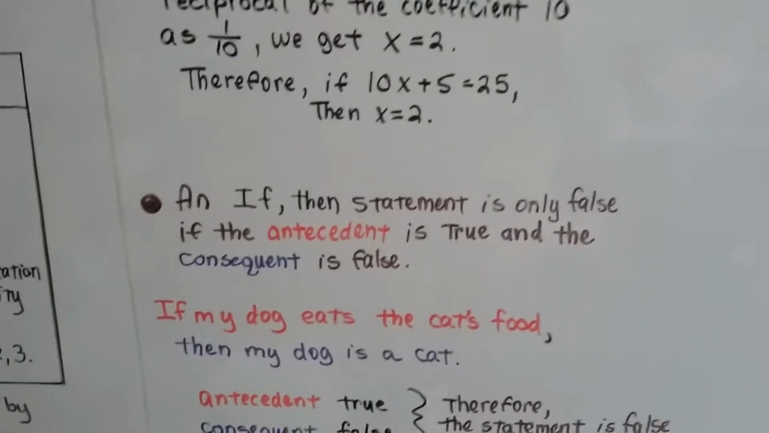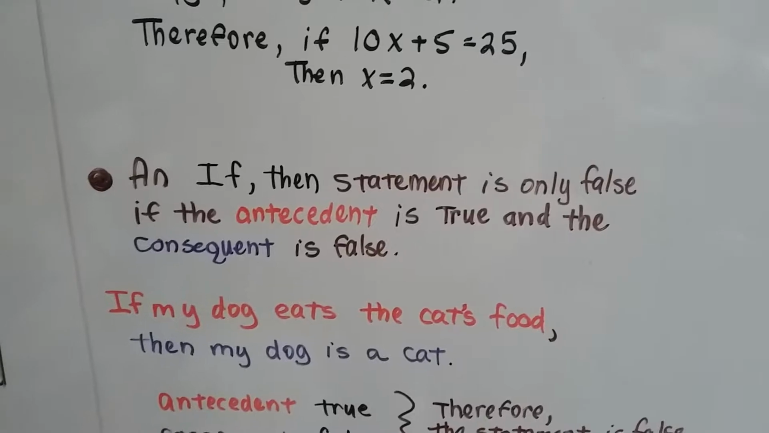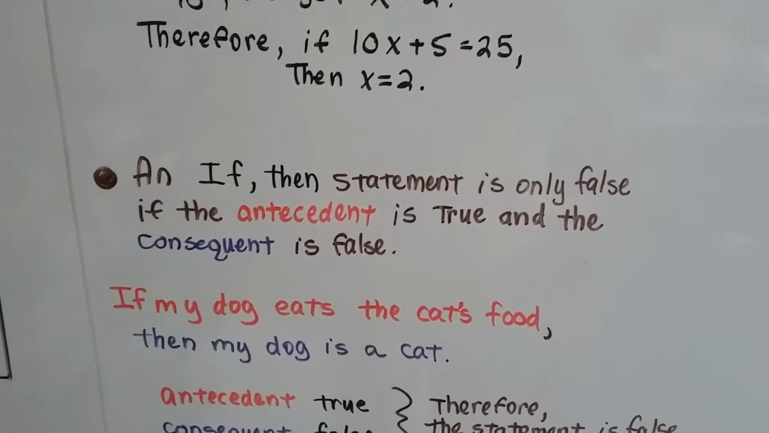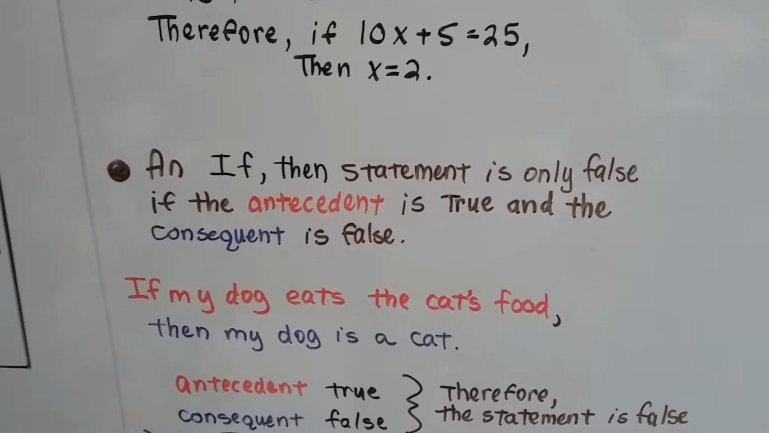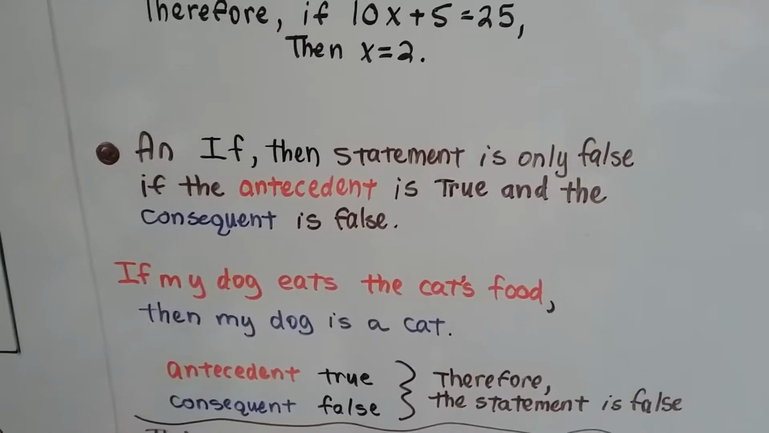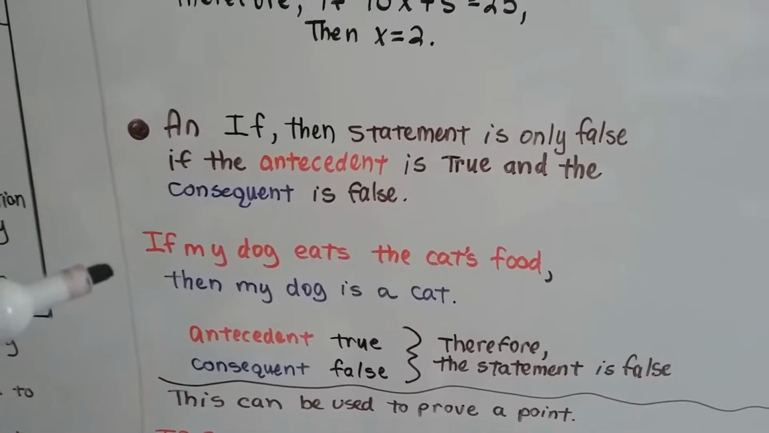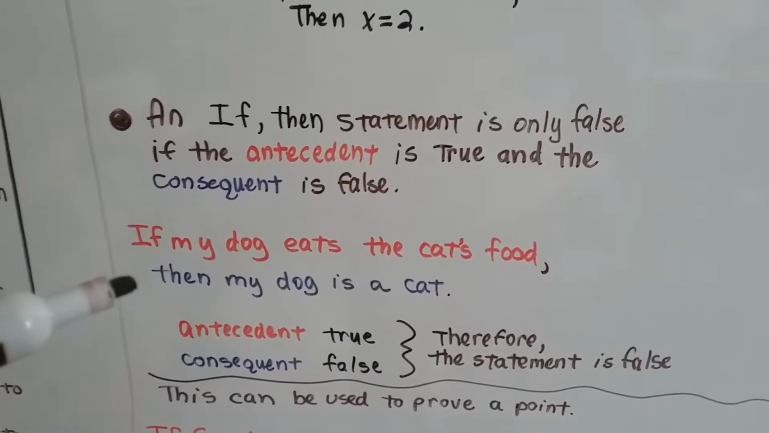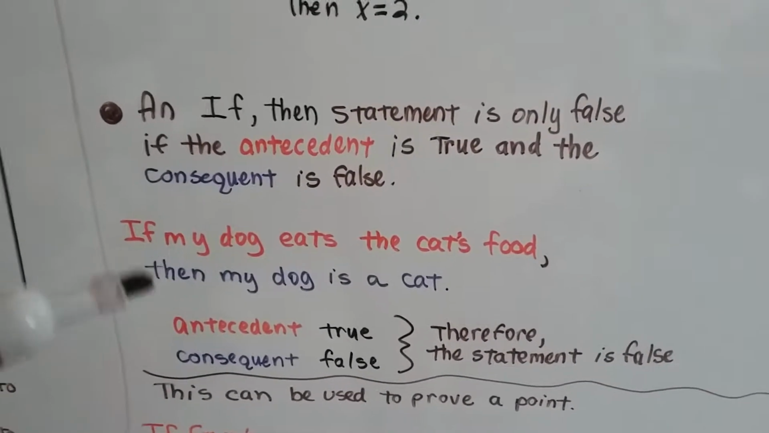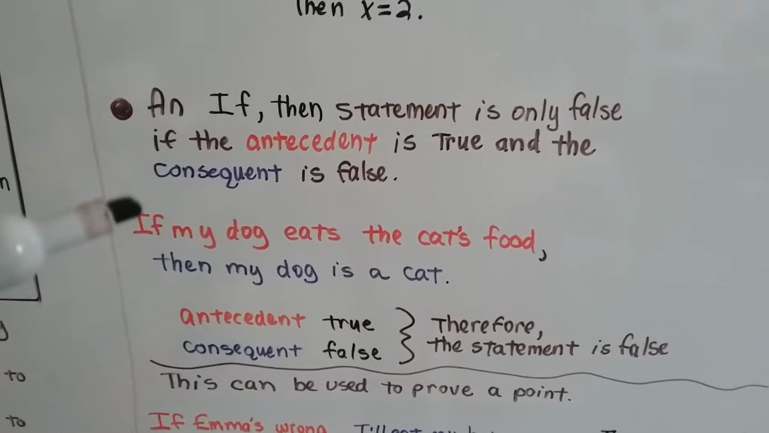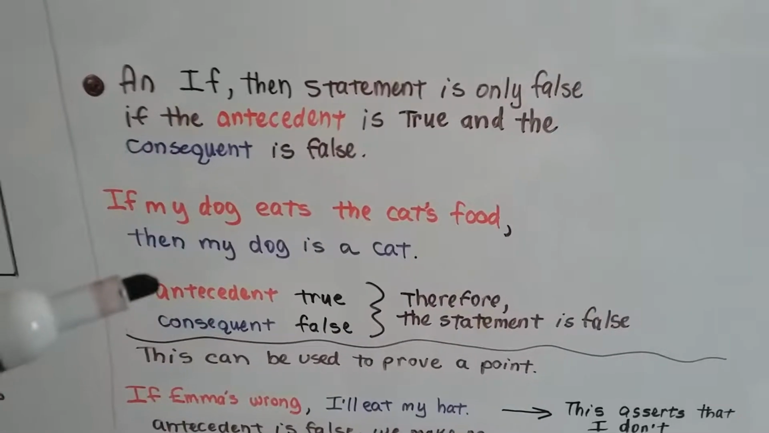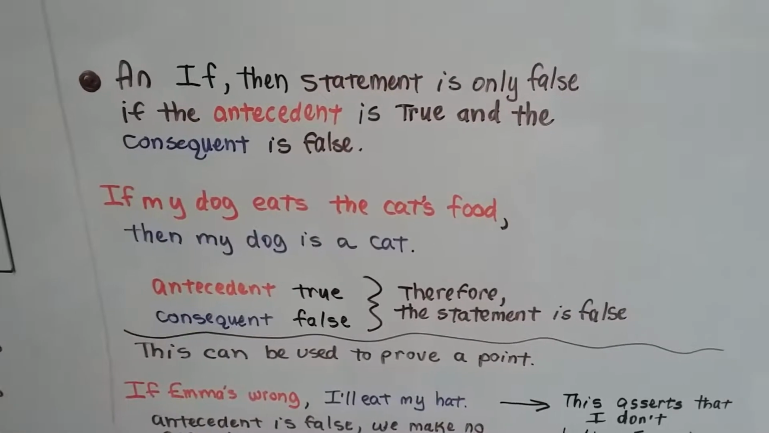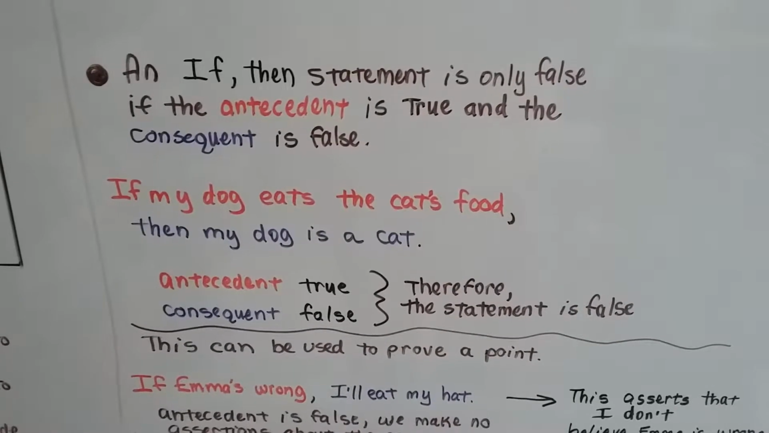An if-then statement is only false if the antecedent is true and the consequent is false. So if the first part is true and the second part is false, then it's false. If I said, if my dog eats cat's food, then my dog is a cat, well, my dog has eaten cat food, but that doesn't mean he's a cat. The antecedent is true, but the consequent is false. Therefore, this whole statement is false.